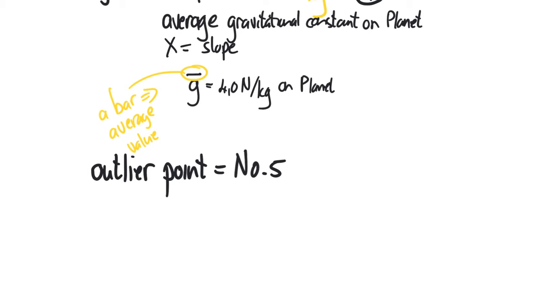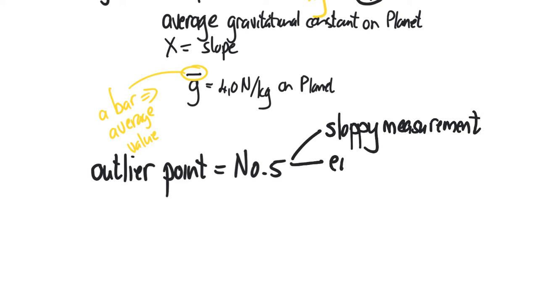Now the cause of this can be that there was an inaccuracy in measurement. It could be that in that particular measurement, there was sloppy measurement. Maybe she was tired and she didn't read the scale properly. That could be one of the things. The other reason could be that there is in actual fact an error in the mass measurement on Earth.